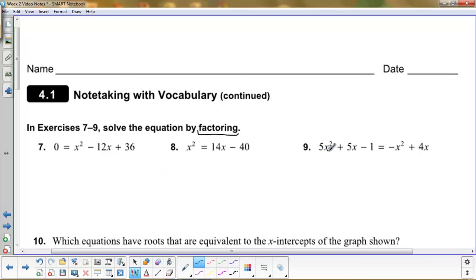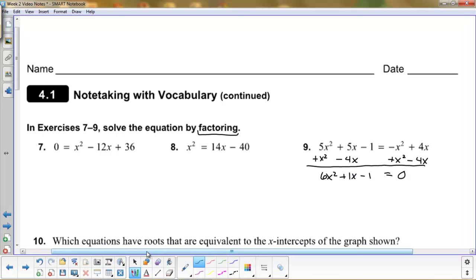So I'm going to look at the squared term to determine which side of the equation I need to move all of my terms to. 5 is bigger than negative 1, so I'm going to go ahead and move x squared to the other side of the equation. And the 4x must go with it because everybody is going to the left side of the equation. What's left over here is 0, and what I have here is 6x squared plus 1x minus 1.